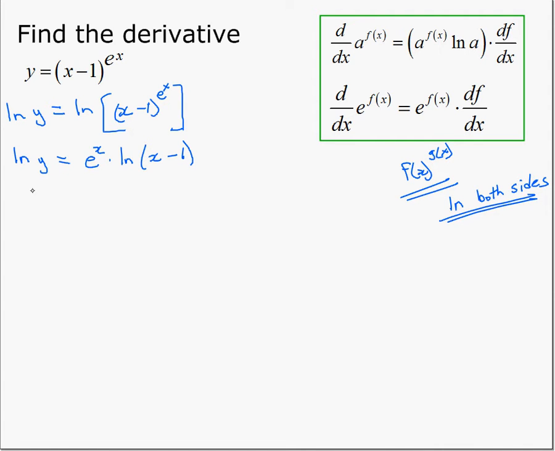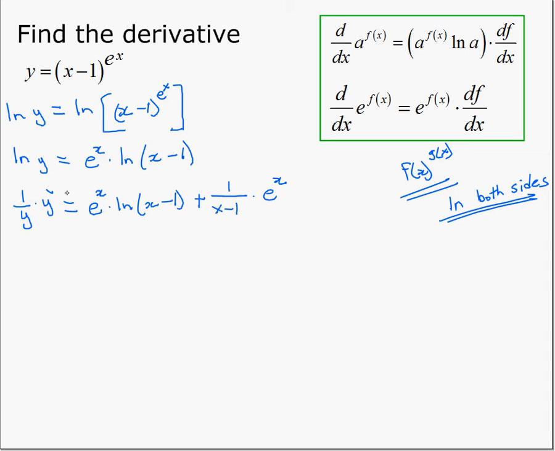Now we can differentiate. So the derivative of ln y is 1 over y times y prime. This derivative on the right then is a product. So the derivative of the first is e to the x. Keep the second, ln x minus 1, plus the derivative of the second, which is 1 over x minus 1. Keep the first, which is e to the x.